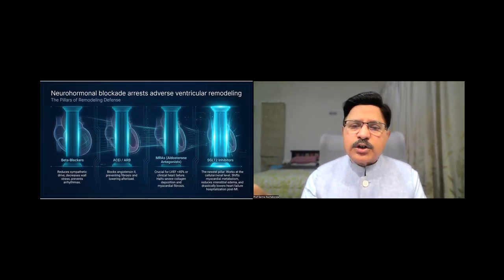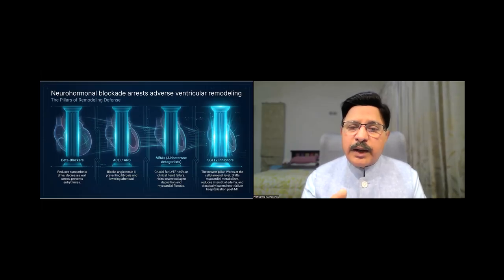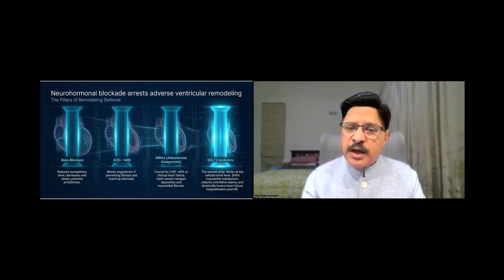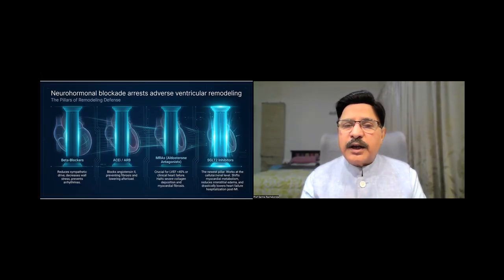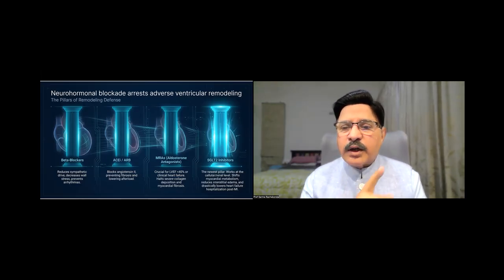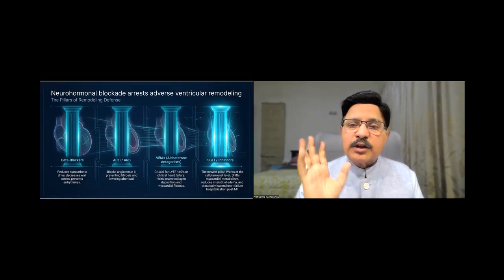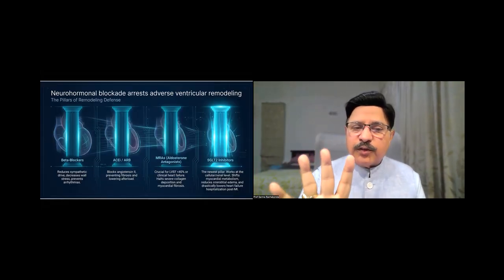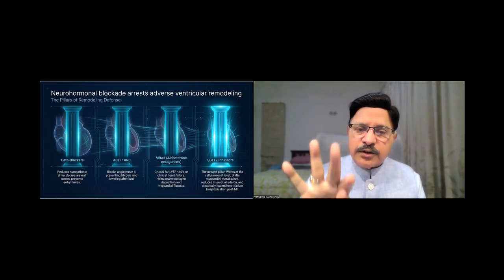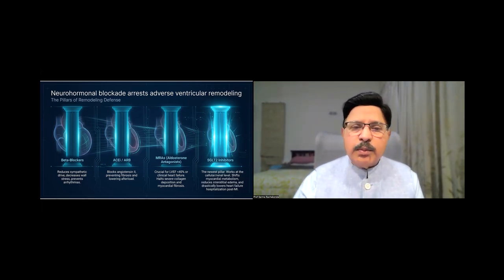MRA, aldosterone antagonist, or eplerenone, crucial for LVEF less than 40 or clinical heart failure. Severe collagen deposition and myocardial fibrosis are targeted, as MRAs are antifibrotic also. And the new drug, SGLT2 inhibitors, the newest pillar added in the 2023 guideline, works at the cellular and renal level, shifts the myocardial metabolism, reduces interstitial edema, and drastically lowers heart failure hospitalization in post-MI patients. The 4 pillars you should not forget at discharge: beta blocker, ACE inhibitor, MRA, SGLT2 inhibitors.